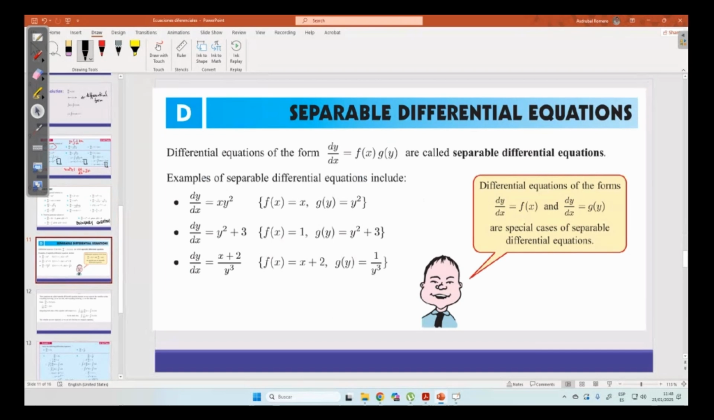Section D, probably we are going to arrive up to here. Okay. Separable differential equation. What do we mean with separable?